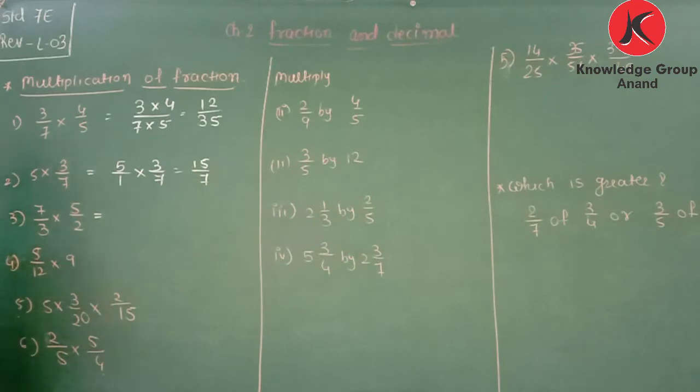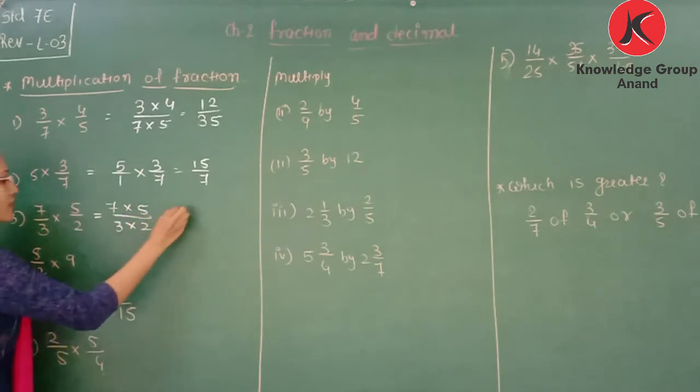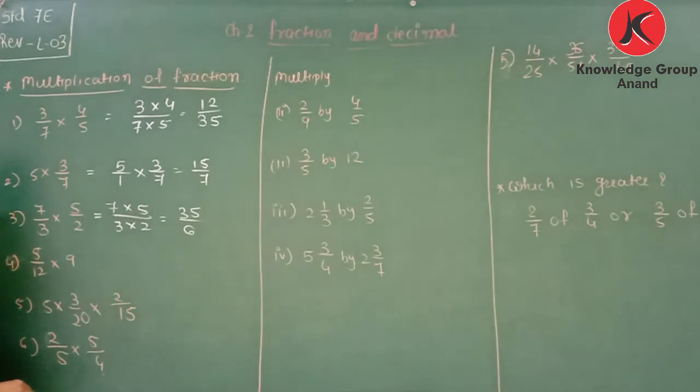Now here again, 7 multiply 5 divided by 3 multiply 2. So 7 5s are 35, 3 2s are 6. You can convert this into a mixed fraction or you can leave the answer as it is.